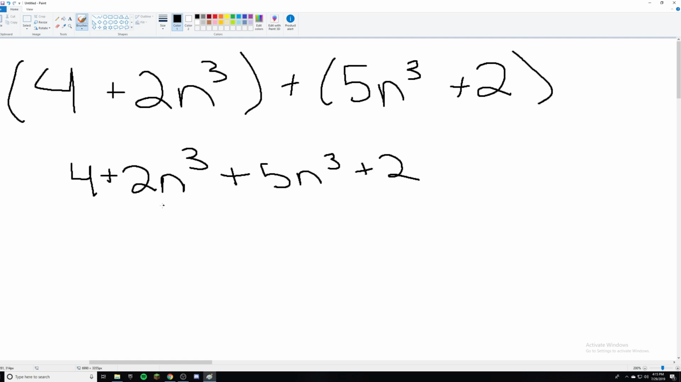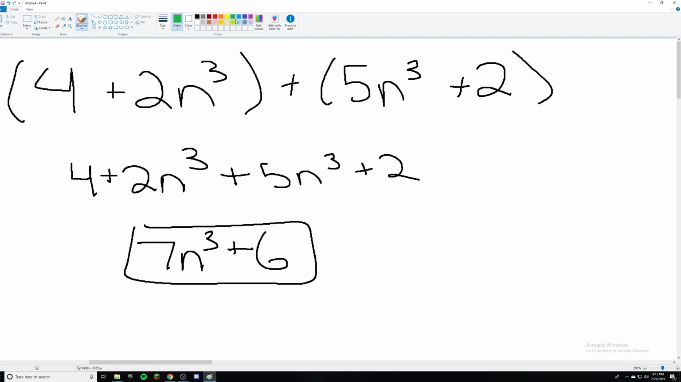So now that we have this, we can add the 2n cubed and the 5n cubed, leaving us with 7n cubed, and then the 4 and the 2. So the final answer is 7n cubed plus 6. This is the final and correct answer.